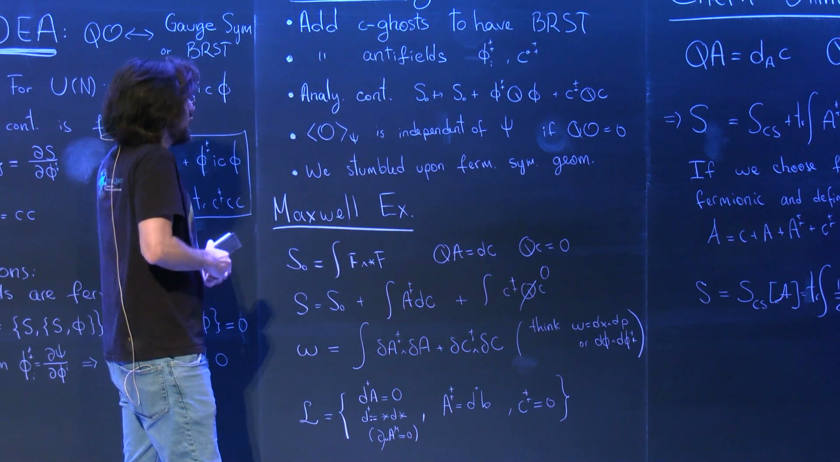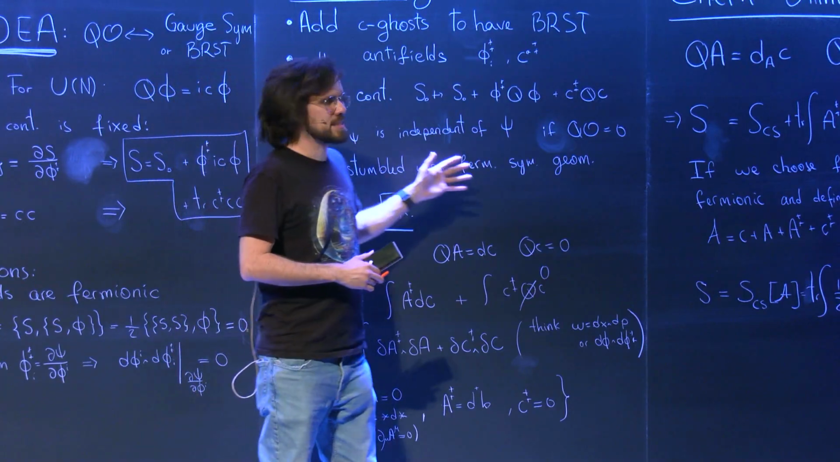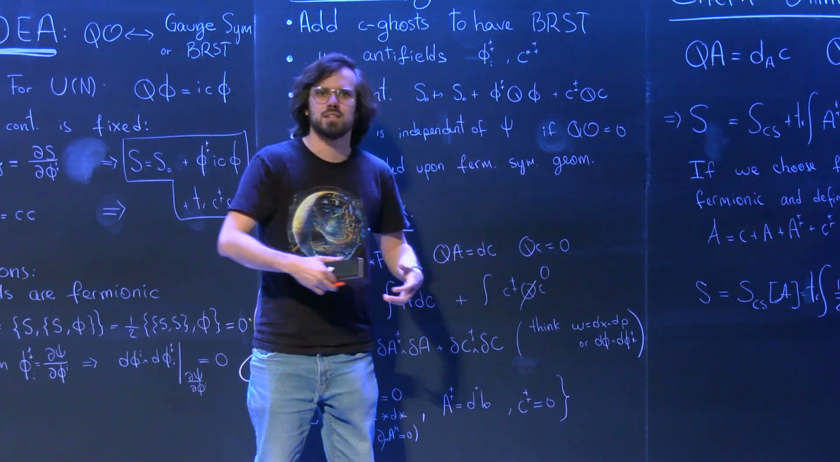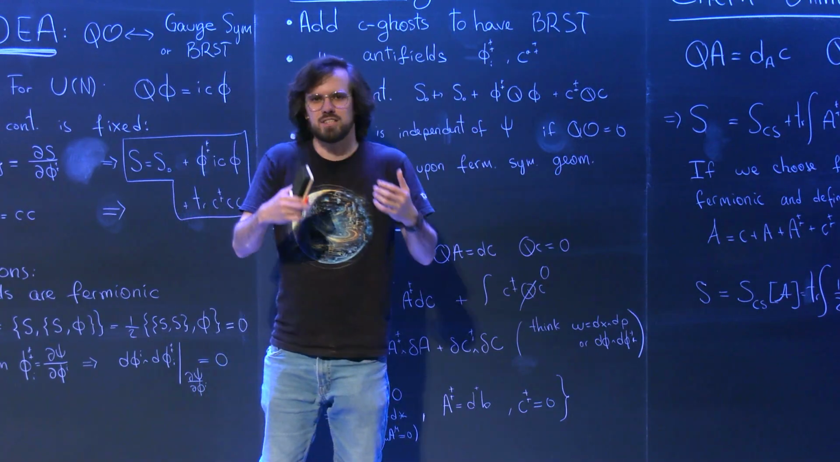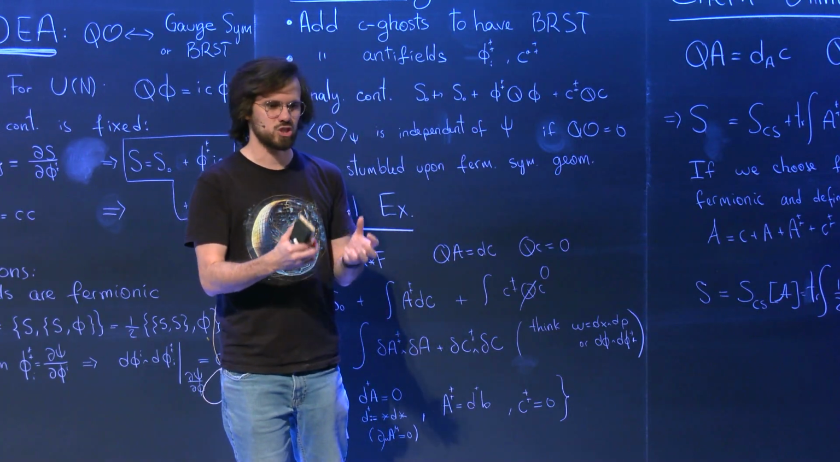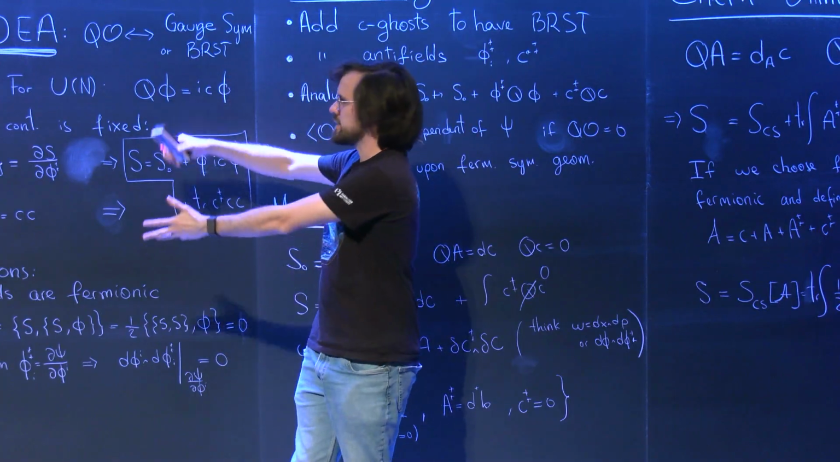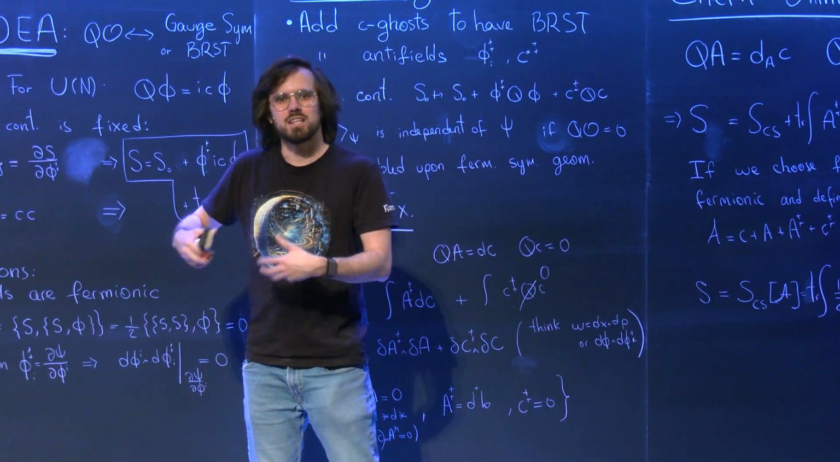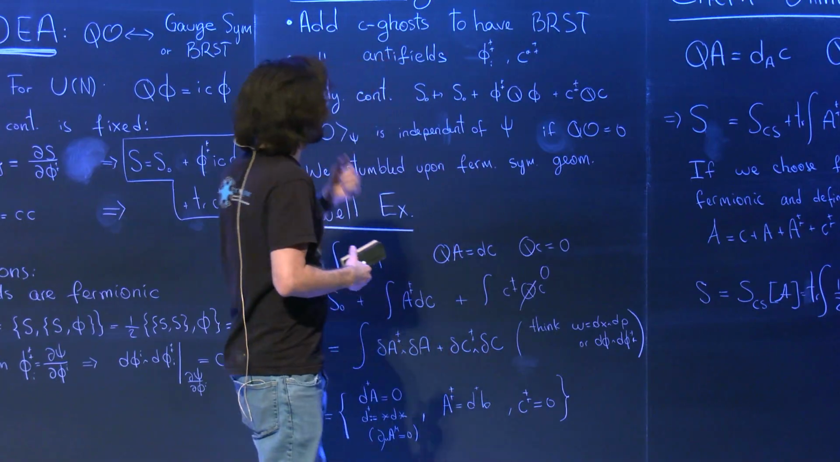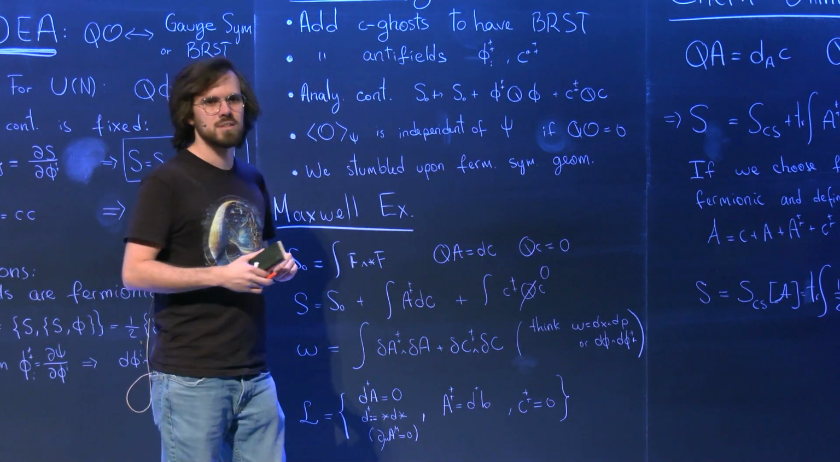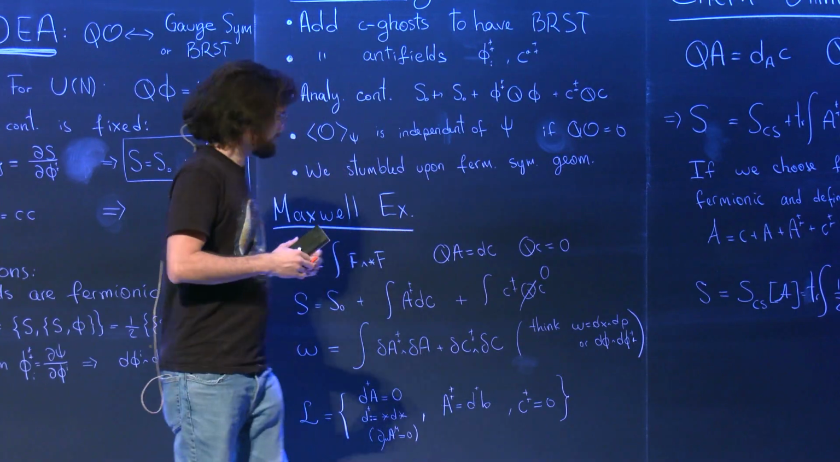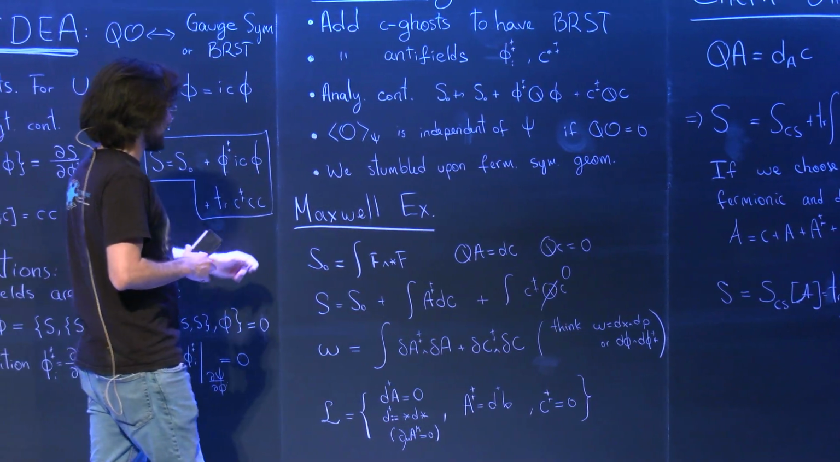And, well, it's worth emphasizing that we stumbled upon a set of fermionic symplectic geometry. Fermionic symplectic geometry appears naturally from these sets of constructions. Okay, now let's just give a couple examples. Example number 1, Maxwell.